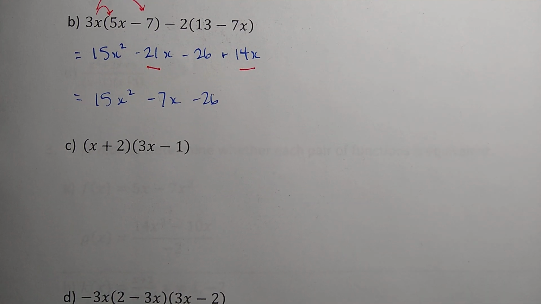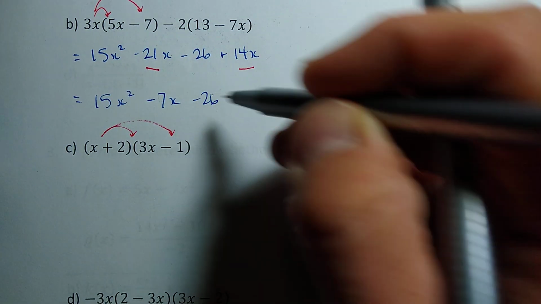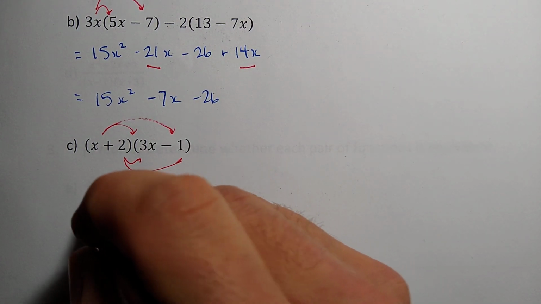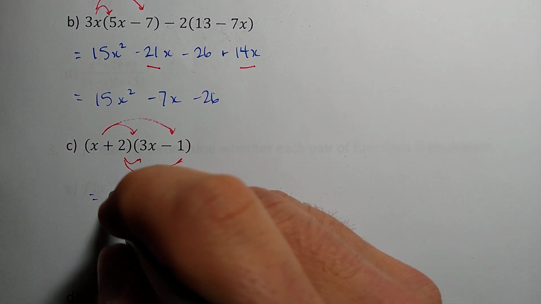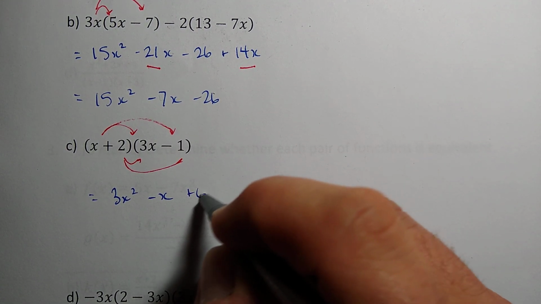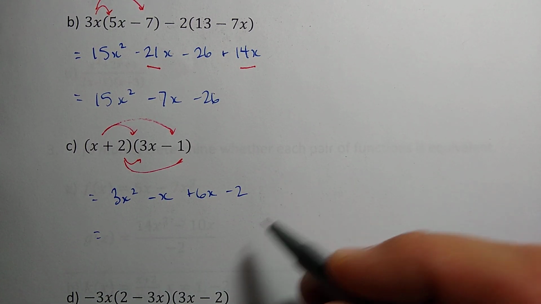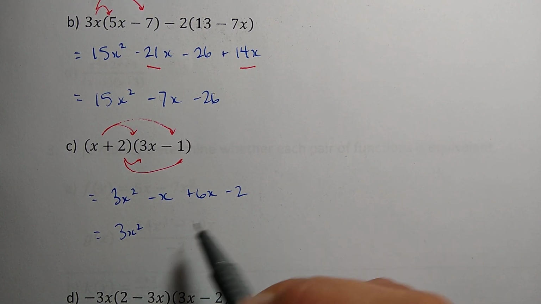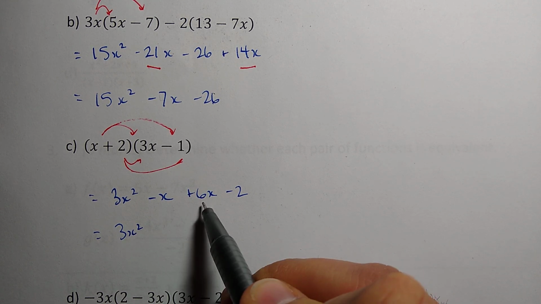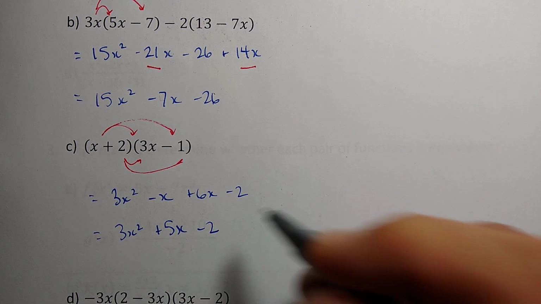Okay, here we're using the distributive property twice, or some people call this FOIL. Multiplying x by each of those terms, and then 2 by each of those terms. x times 3x is 3x squared. Then I have a minus x, plus 6x from the next term, and minus 2. So I have 3x squared. The two x's in the middle here combine to give me, let's see, minus 1 plus 6 is plus 5x, and then minus 2.